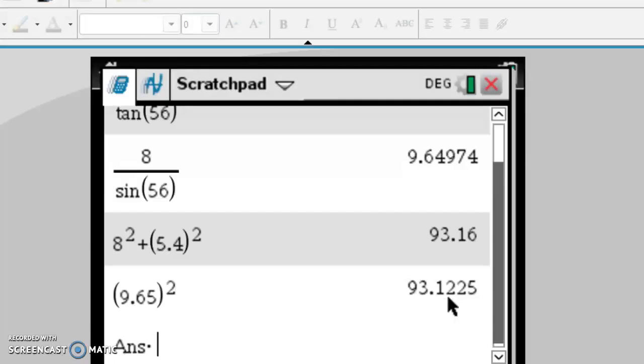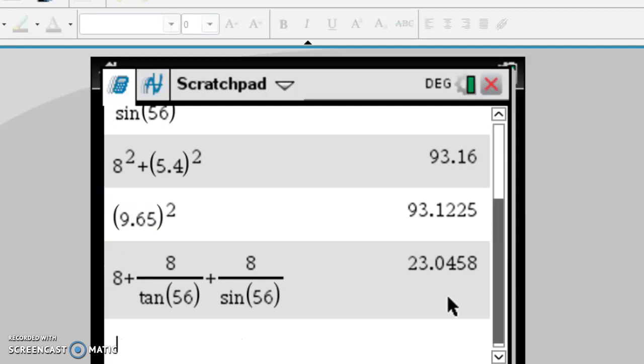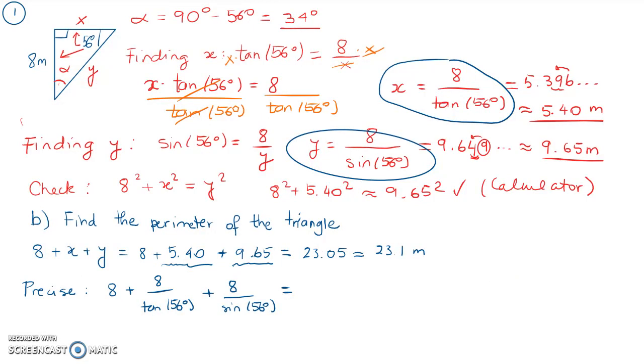So let's do this in the calculator. It's over here. 8, sorry, that's not what I meant to write. 8 plus 8 divided by tangent of 56 plus 8 divided by sine of 56. And here we have our result. Let's write it down over here, 23.04, and then I don't know what comes next, which will be approximately 23.0, since the 4 doesn't change the 0 that comes before.